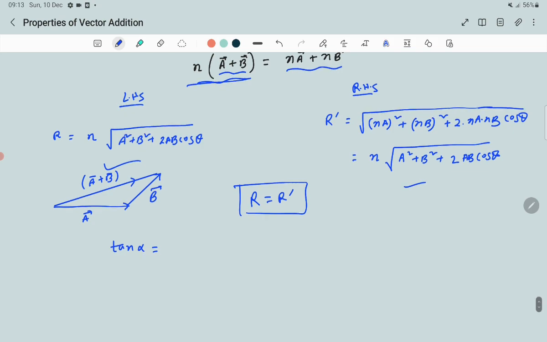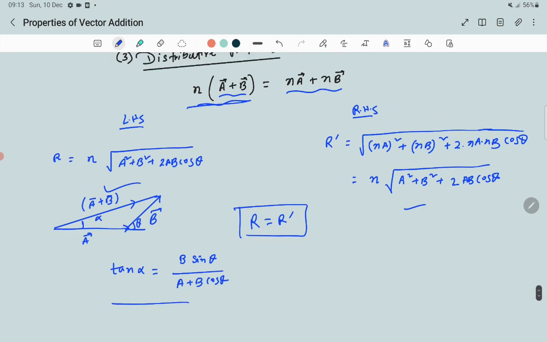So what is the direction of a plus b? If this is the direction alpha, and the angle between a and b is theta, then tan alpha will be b sin theta upon a plus b cos theta.